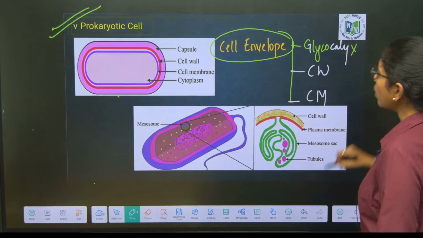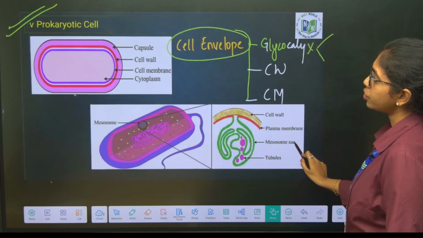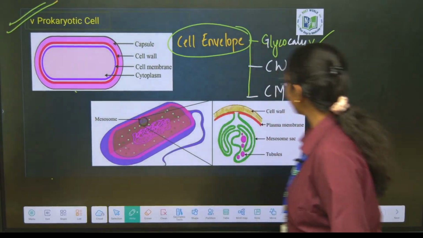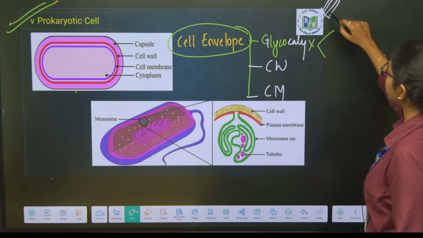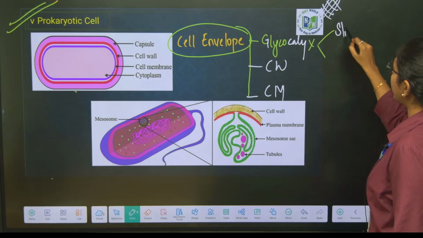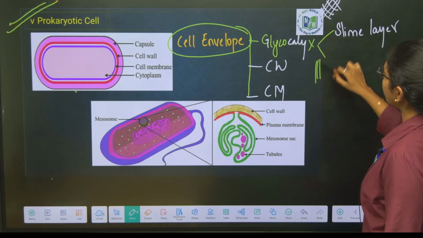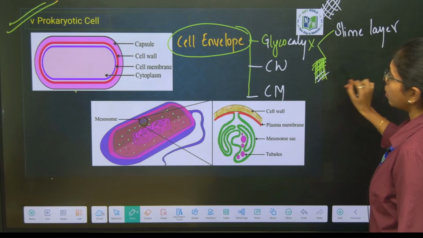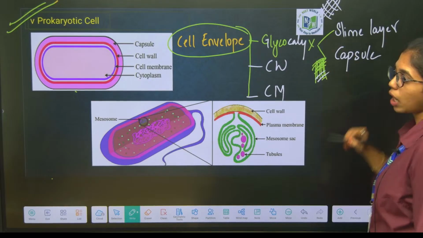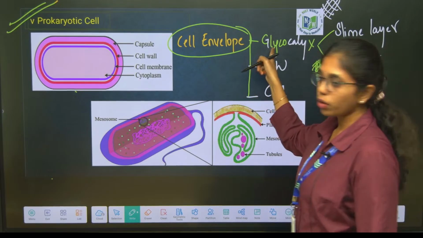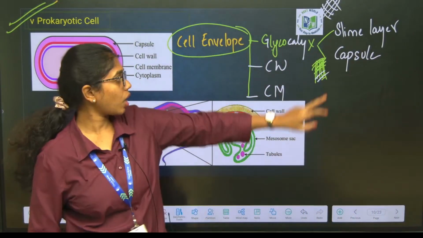Glycocalyx can exist in 2 forms. One is loosely arranged glycocalyx, which is the slime layer, and the other is tightly arranged glycocalyx, which is the capsule. So the outermost layer is glycocalyx. If it is loosely arranged, we call it the slime layer. If tightly arranged, we call it a capsule.